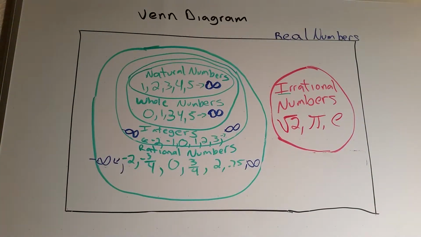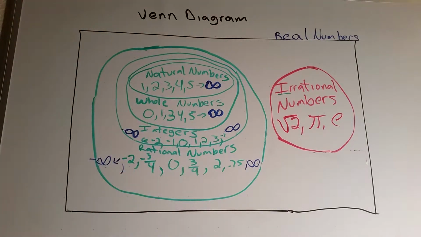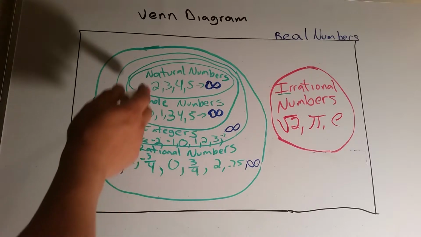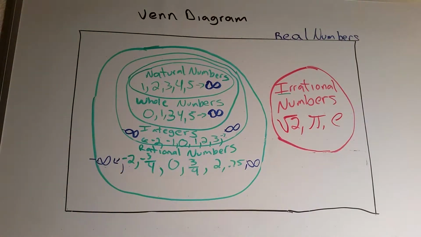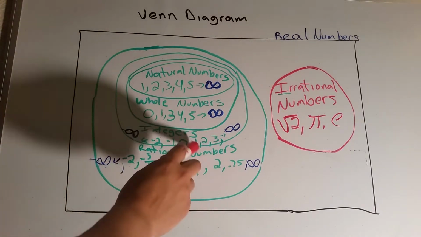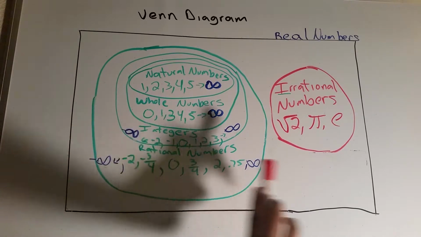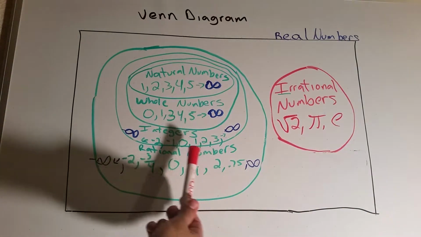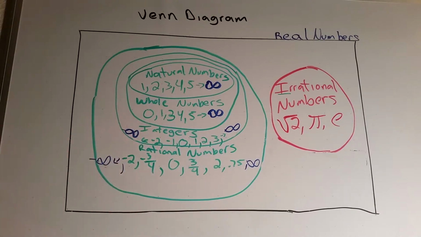Now, the next category is whole numbers, and that includes the 0. It's pretty much all the natural numbers plus the 0. Integers, as you can see, 0 is going to be like your midway point, and then you're going to go all the way to the positive side, and you're going to go all the way to the negative side. So when you have integers, you're including all negative numbers, all positive numbers, and the neutral number 0.